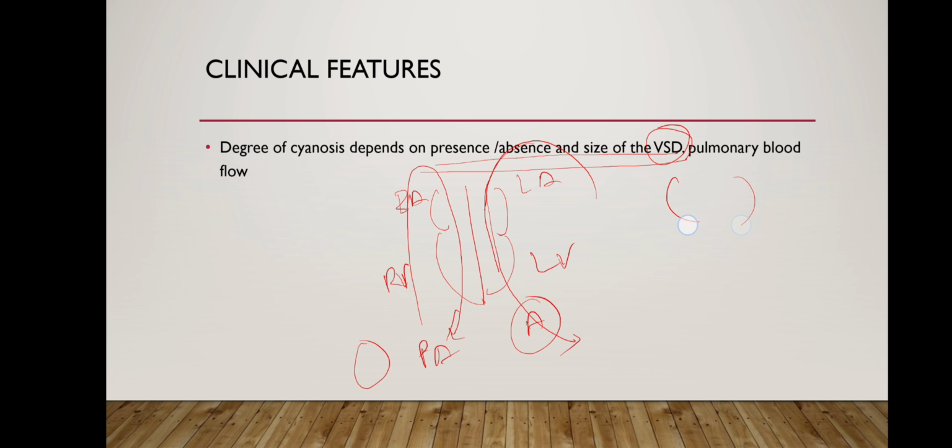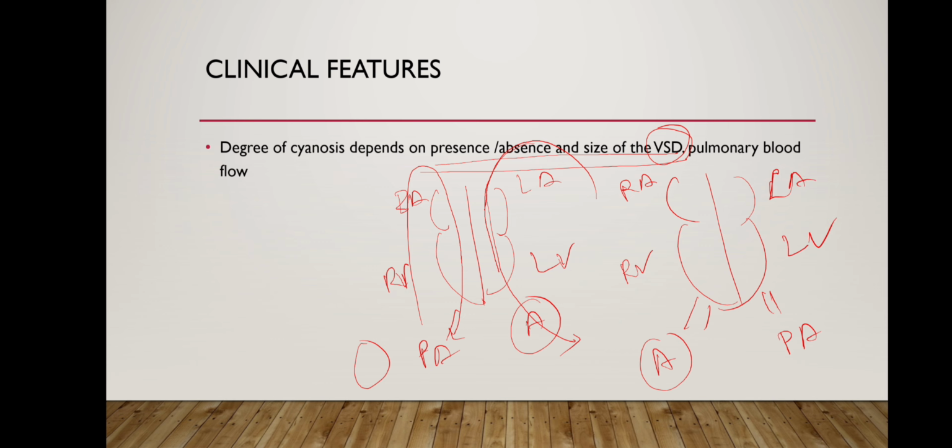But in TGA, the aorta is there, and the pulmonary artery is there, and this is the right atrium, right ventricle, left atrium, left ventricle. So deoxygenated blood enters like this, and then enters the aorta. That means cyanosis just after birth. So if there is no VSD, there is cyanosis since birth.